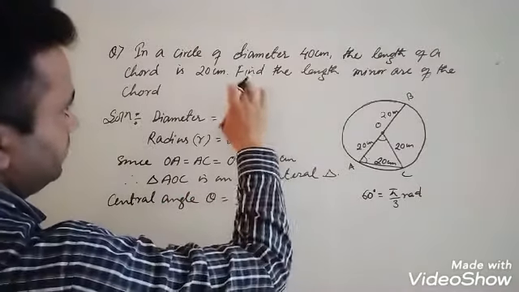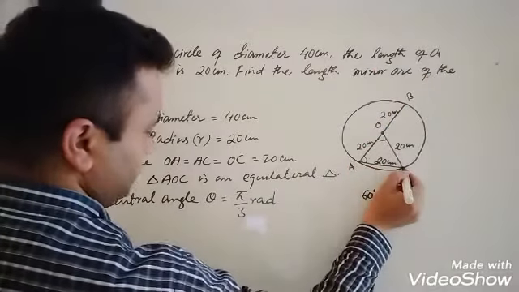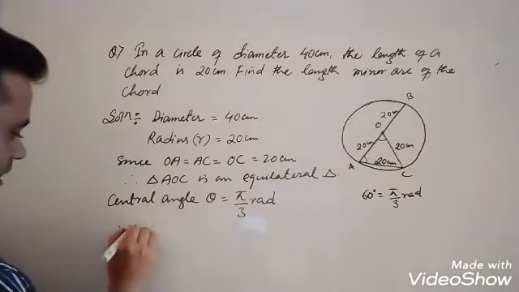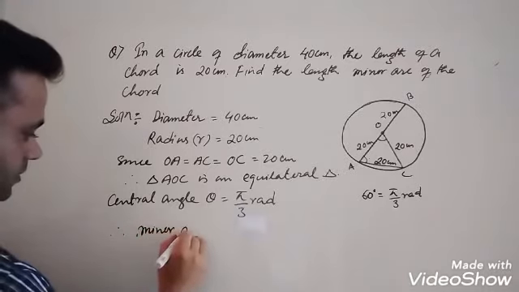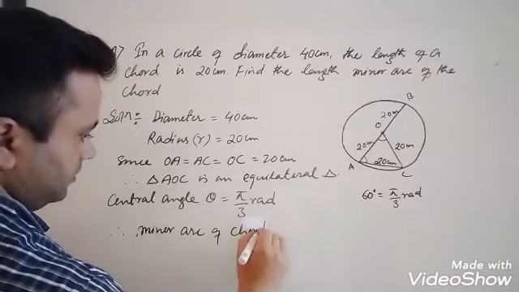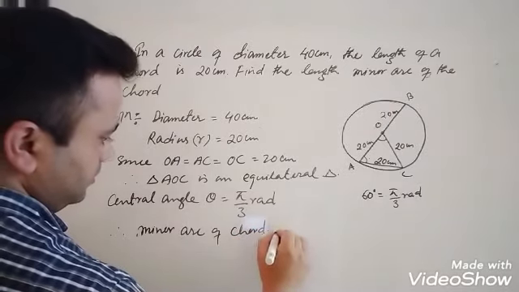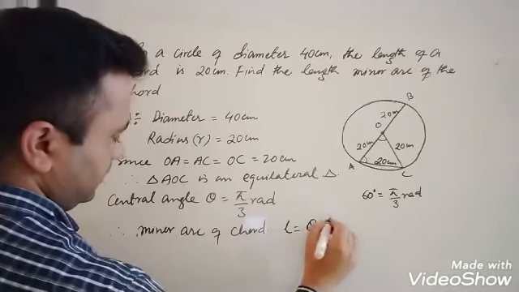Now we have to find the length of the minor arc of the chord. So the minor arc is this. Therefore, minor arc of the chord, L equals theta into radius.